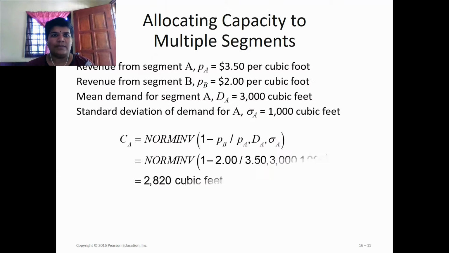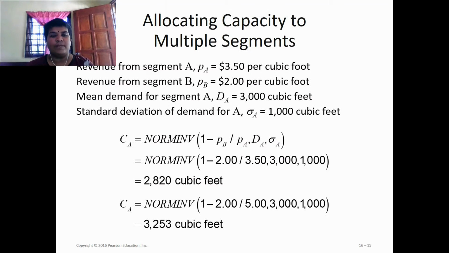Allocating capacity to multiple segments. You see revenue from segment A, revenue from segment B, with different prices. The mean demand of segment A, DA, is 3000 cubic feet. The standard deviation of demand for A, the sigma value, is here 1000 cubic feet. You just plug all the needed information into the given formula. So you can see we have capacity A 2820 cubic feet, and we have 3253 cubic feet, with different price values.